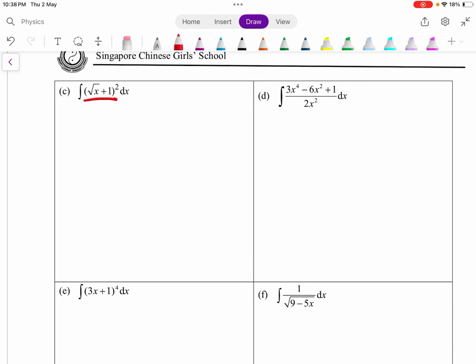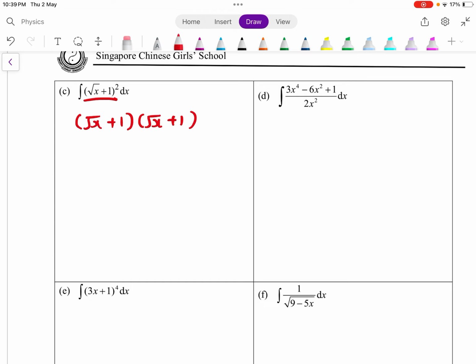Okay, so let's go through the integration of part C, right? We are asked to integrate square root x plus 1, bracket squared. So how do we actually do the integration? To do this, we need to first expand. Meaning, for example, square root x plus 1, and after that, square root x plus 1.